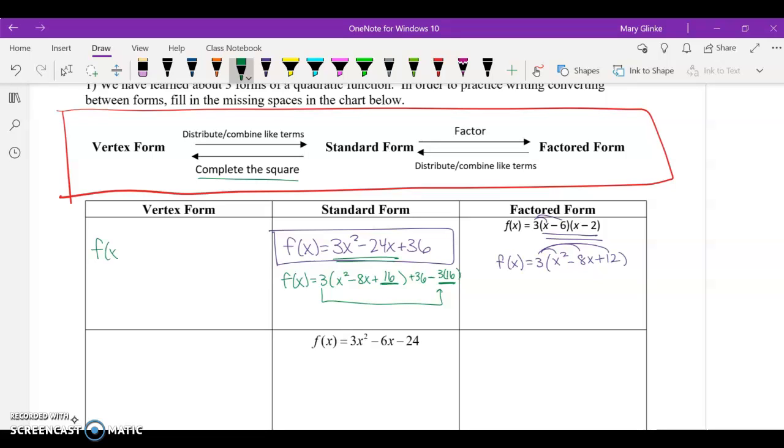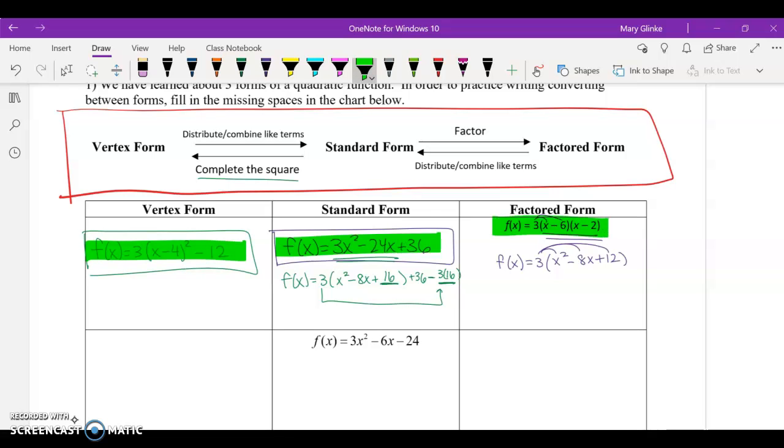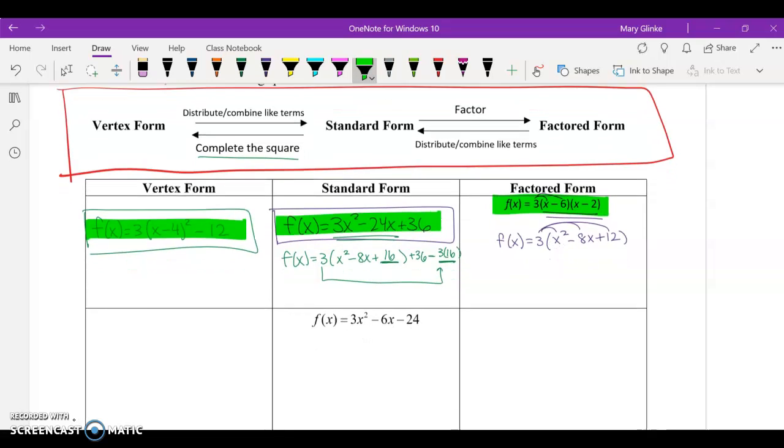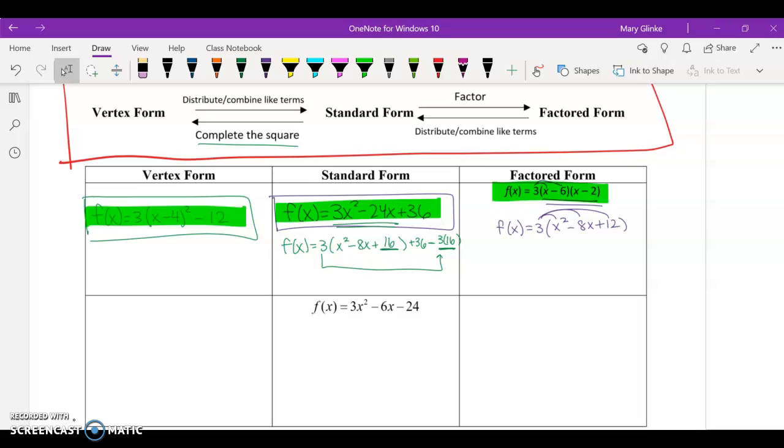So then all that's left is to factor. I would get x minus 4 squared, and then I have plus 36 and then minus 48. So it would be a minus 12. So all three of these are saying the exact same quadratic function, but just in different forms. So this can allow us to check different answers various ways by converting back and forth between them.